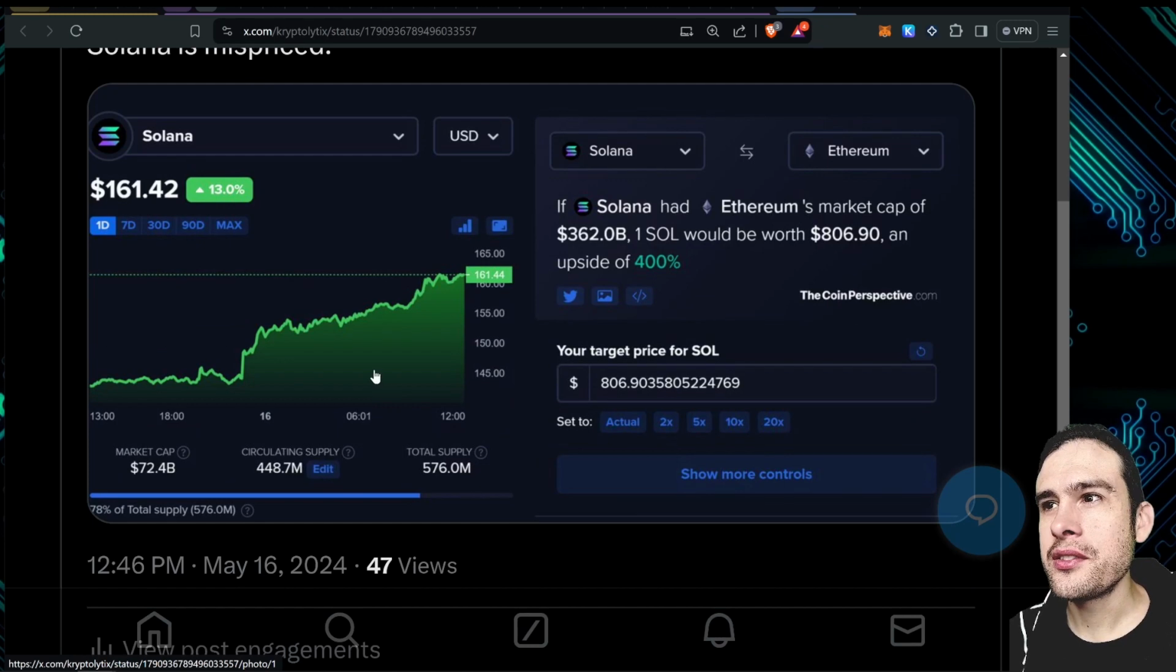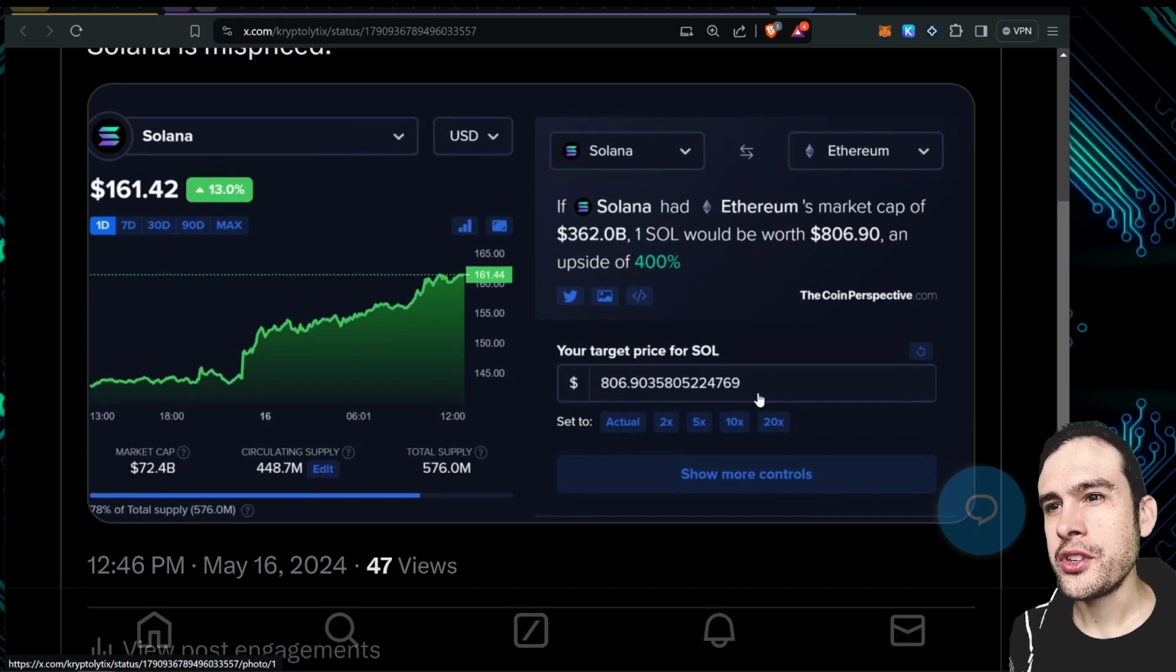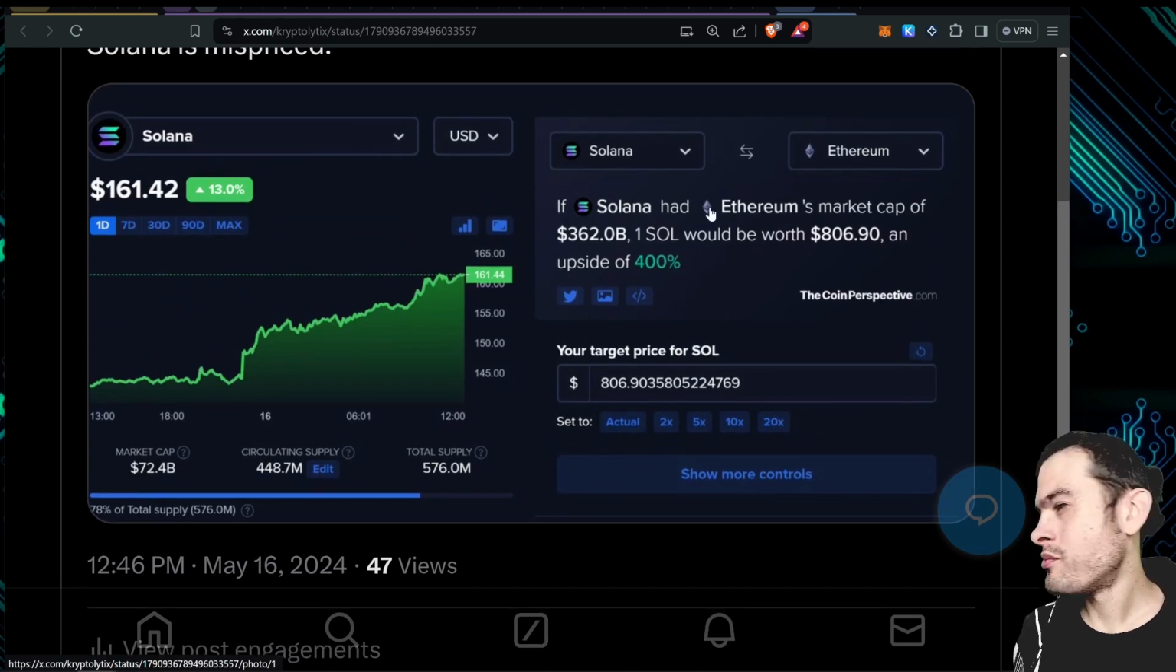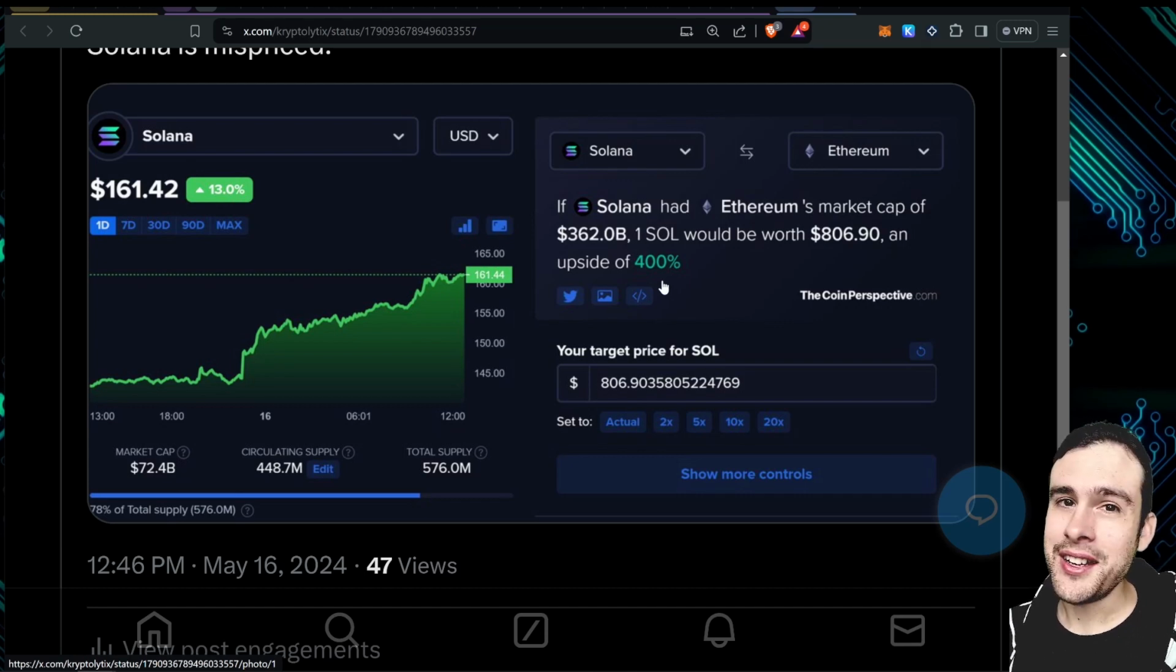This is a picture I've taken from the coin perspective. I know people use market cap, but I really like the coin perspective because you can drill down and modify the market cap and do a lot of other stuff to refine it a little bit. But if Solana had Ethereum's market cap of 362 billion, which is a lot, one SOL would be worth $806, which is an upside of 400%. So if you feel like it's still too late to buy SOL, I don't know about that.